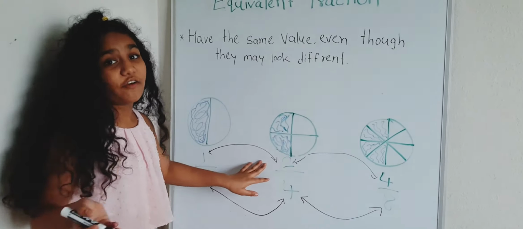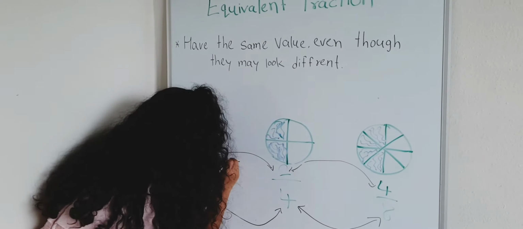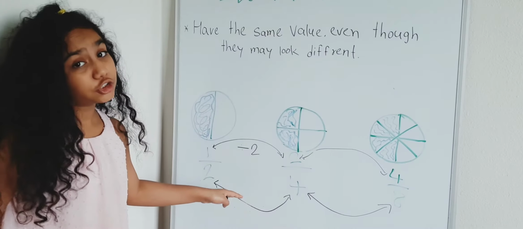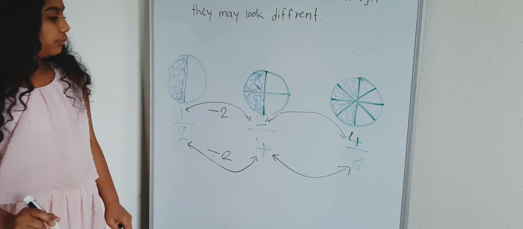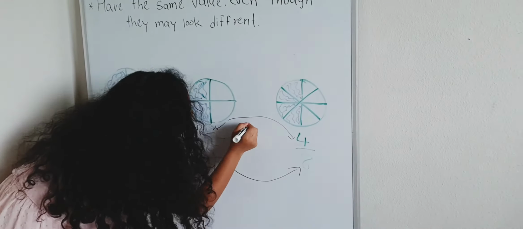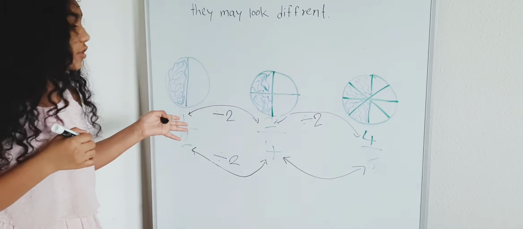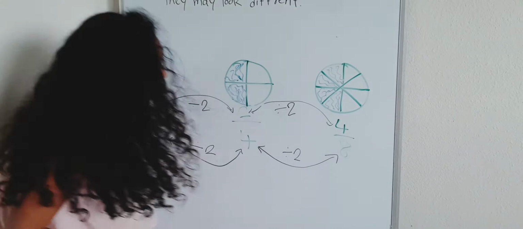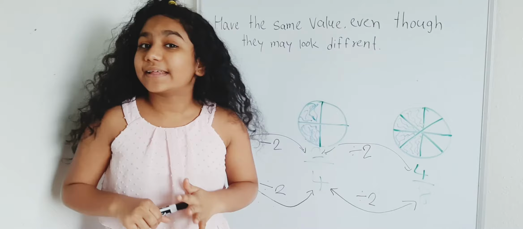2 divided by 2 equals 1. So we're going to do a division sign and write 2. So 4 divided by 2 equals 2. So divided by 2. 4 divided by 2 equals 2. So divided by 2. 8 divided by 2 equals 4. Okay. So now we're all done and studying stuff.